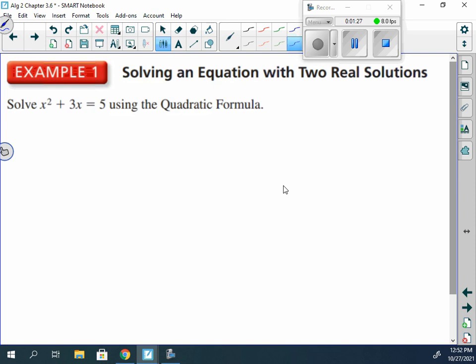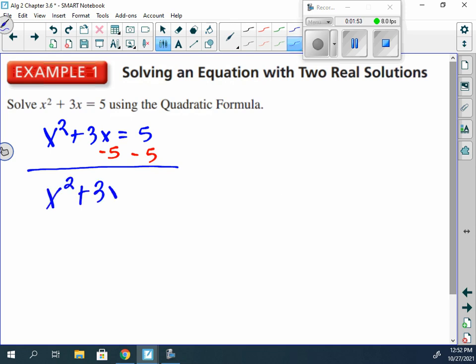So we're starting off with the equation x squared plus 3x is equal to 5. Now for this to work, we need the quadratic equation equal to what? 0. So to make it equal to 0, we can do what to both sides? Minus 5 from both sides. And when we subtract 5 from both sides, we're left with x squared plus 3x minus 5 is equal to 0. Any questions on this so far?